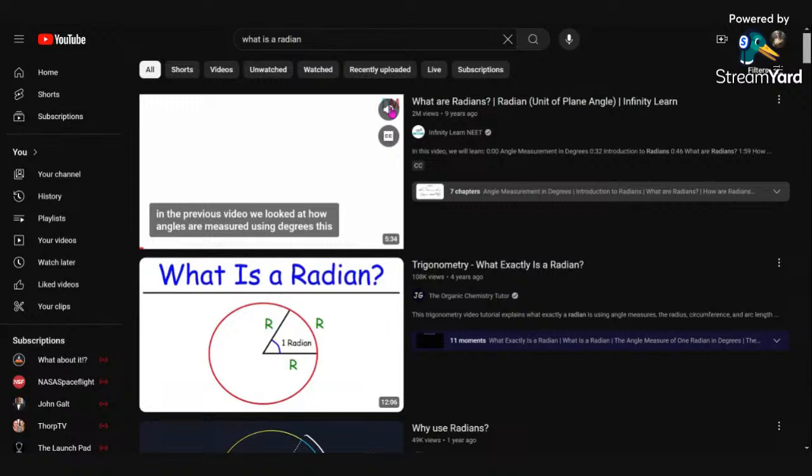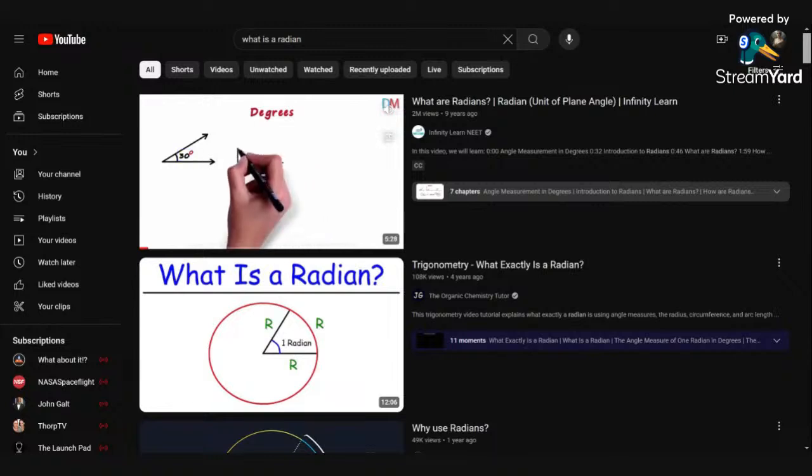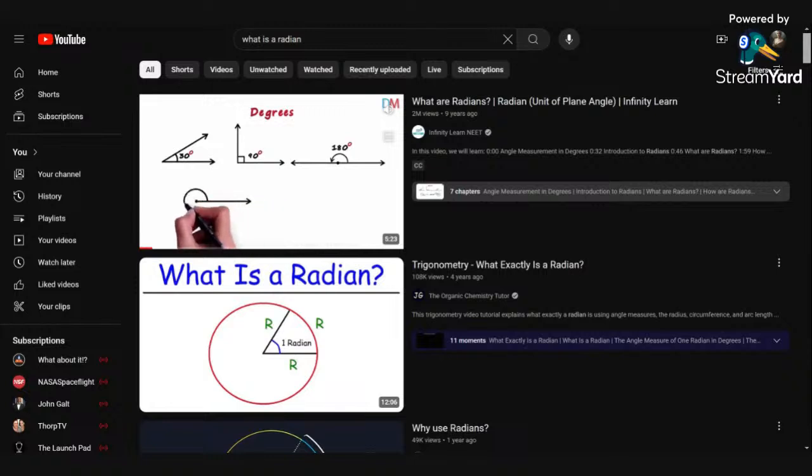Previous video, we looked at how angles are measured using degrees. This angle would measure around 30 degrees. A right angle would measure 90 degrees, a straight line 180 degrees, and one complete rotation 360 degrees. Do you know why 360 degrees? It's somewhat arbitrary and had something to do with the base 60 number system. Do we have some other way in which we can measure angles such that it makes a little more sense? Yes, that brings us to the concept of radians, and trust me, not many people understand what radians mean. Most people know how to convert from degrees to radians and vice versa, but it ends there.